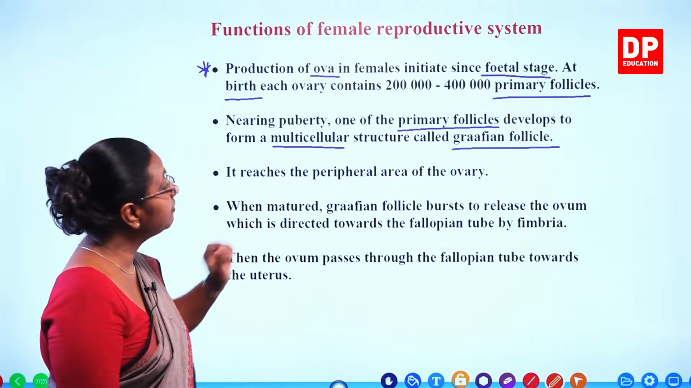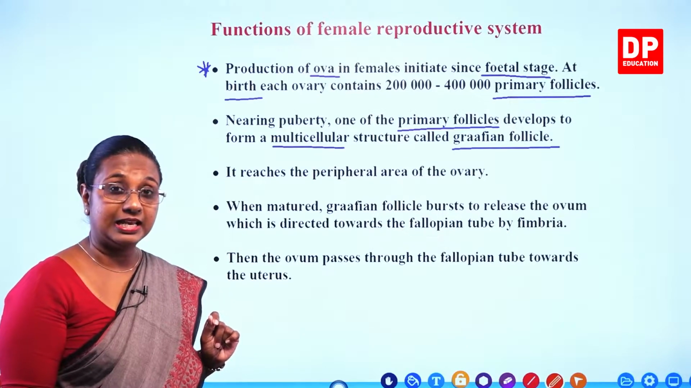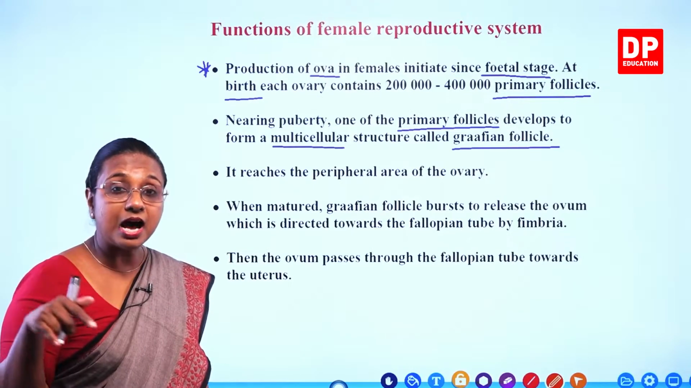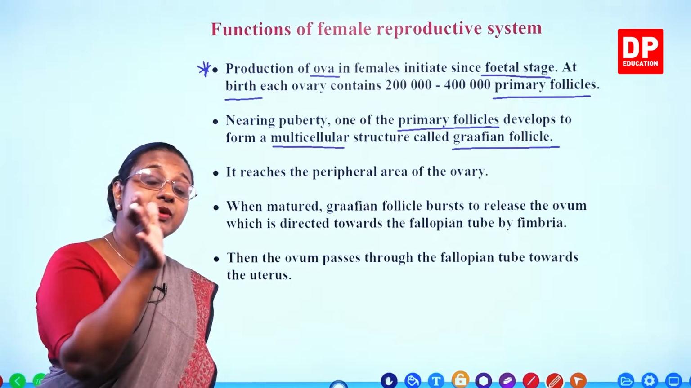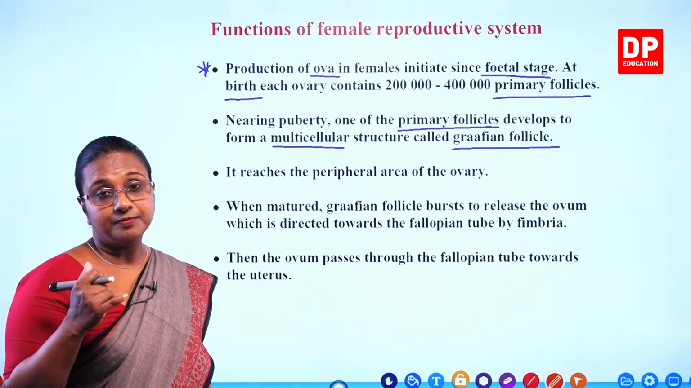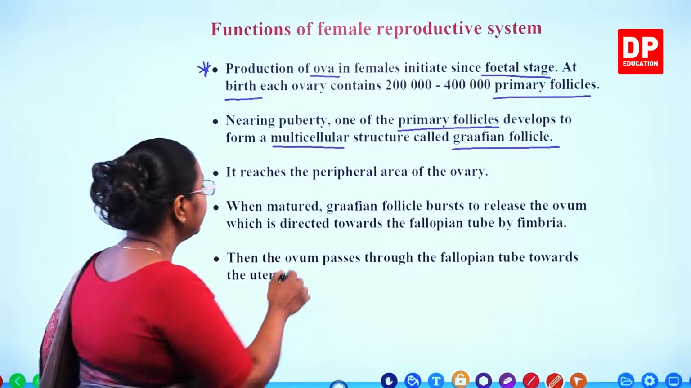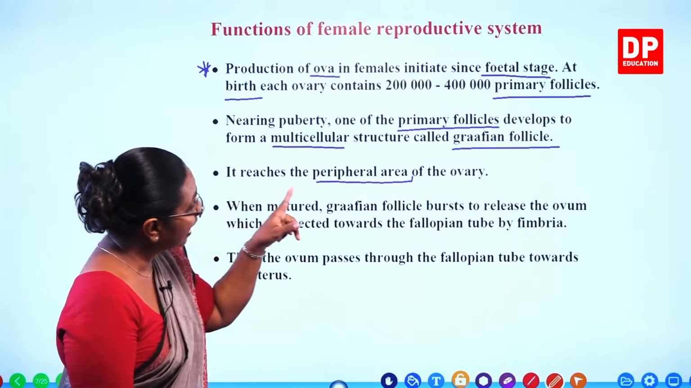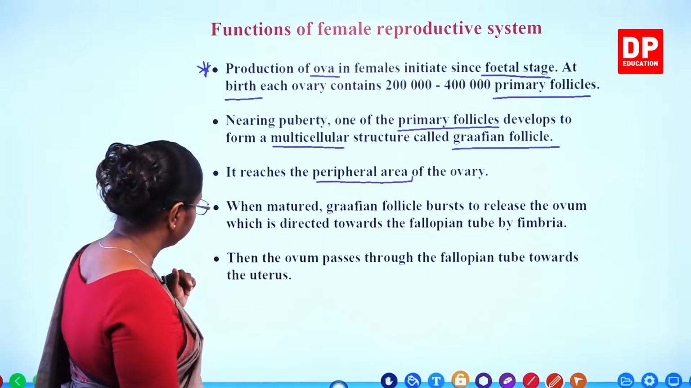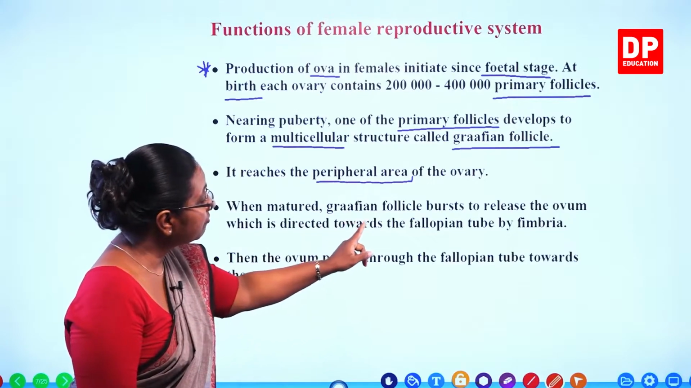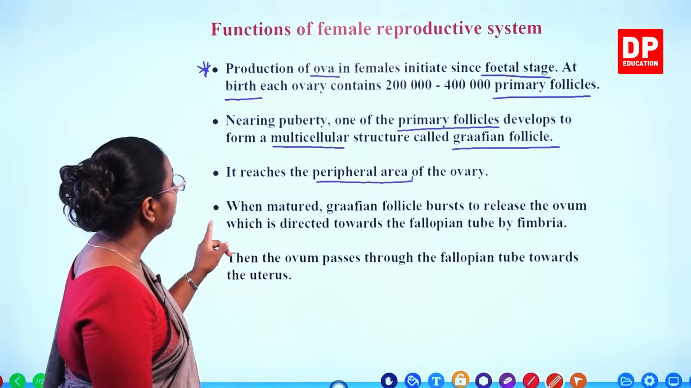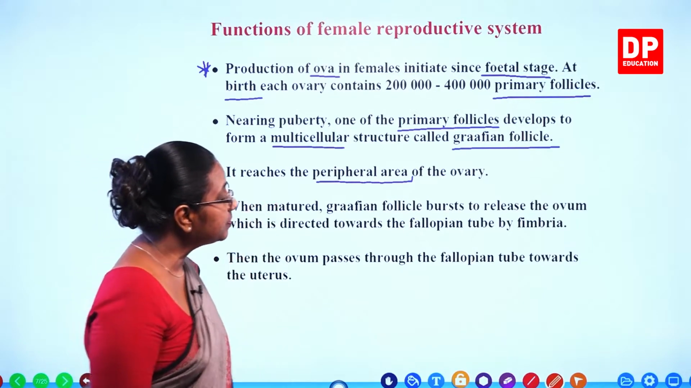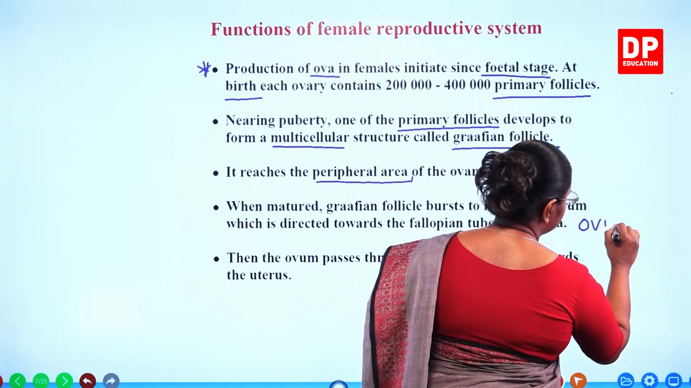It reaches the peripheral area of the ovary. What is the peripheral area? I told you all, in the ovary there is the cortex and the medulla. Cortex is the outer region. In that also, towards the edge of the ovary, towards the outer line of the ovary, that is the peripheral area of the ovary. So that is where the Graafian follicle becomes matured. And when matured, the Graafian follicle bursts to release the ovum, which is directed towards the fallopian tube by fimbria. And this process is known as ovulation.